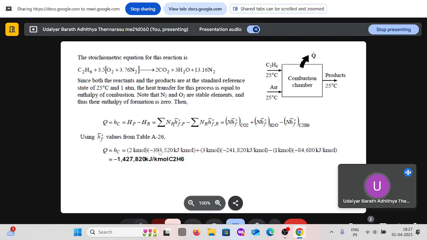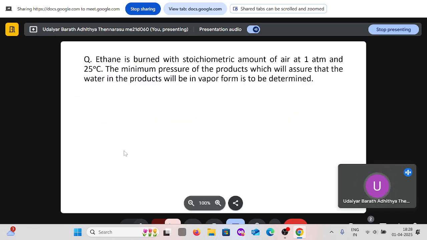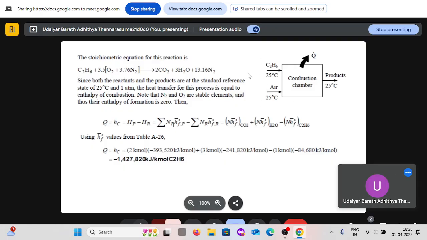So CO2 is 393520 kilojoule per kilomole, 241820 for water and 84680 for ethane. So substituting, we get 2 times the enthalpy of formation of CO2 and 3 times the enthalpy of formation of water minus 1 times the enthalpy of formation of ethane. So we get Q equals minus 1427820 kilojoule per kilomole of ethane. So that's the amount of heat which is released from combusting ethane.